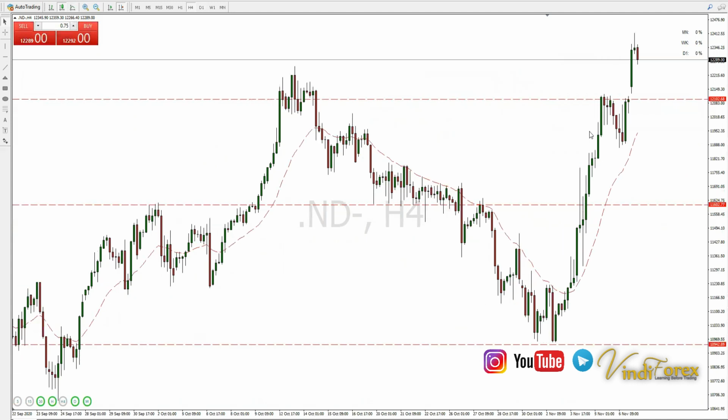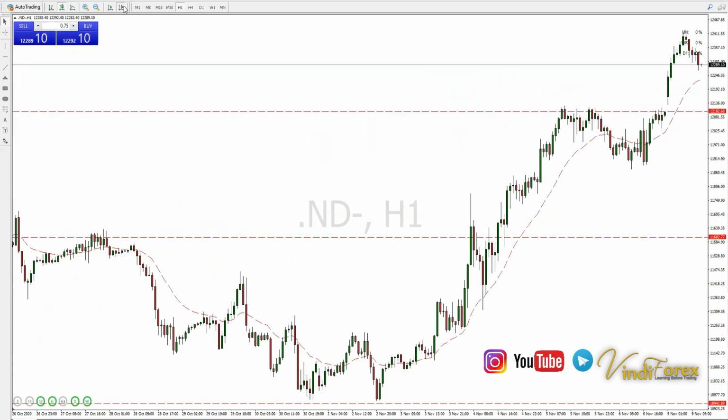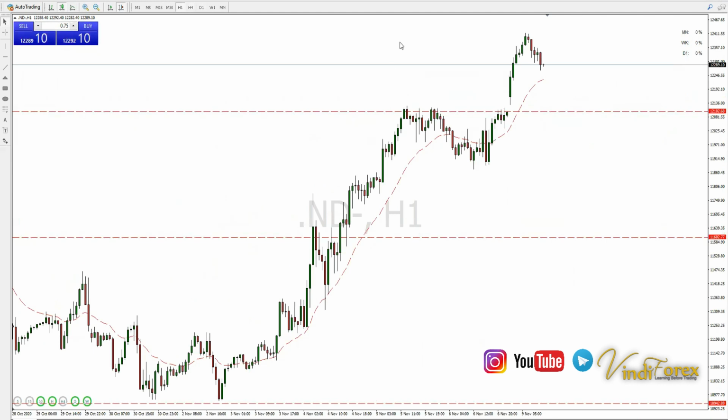You can see, this is a level. If you go to H1, that's still a nice level. You can see how price has now turned around it.